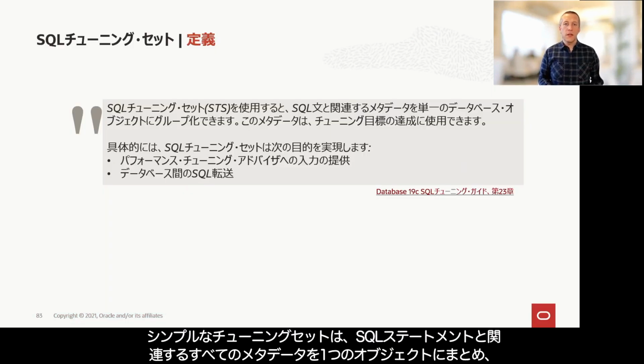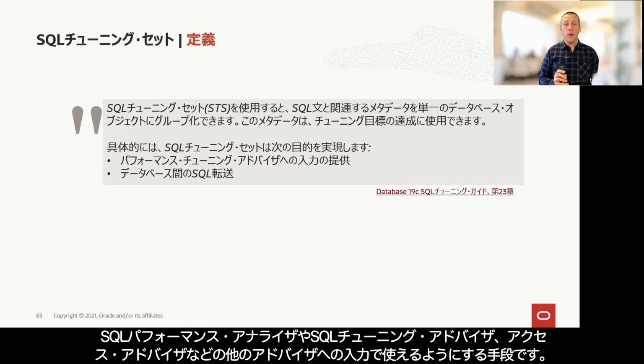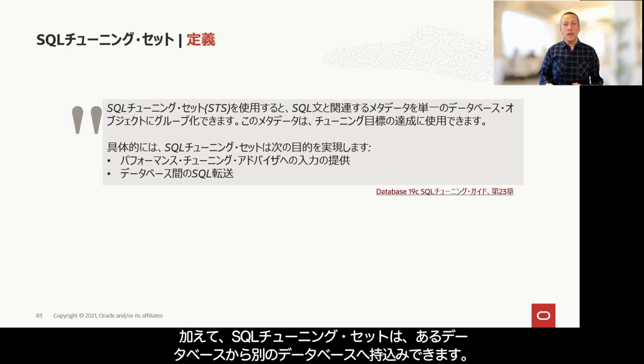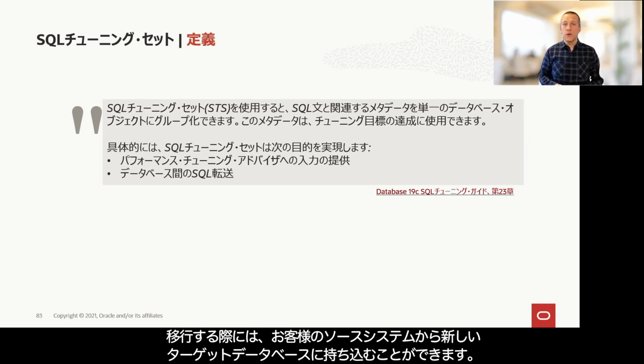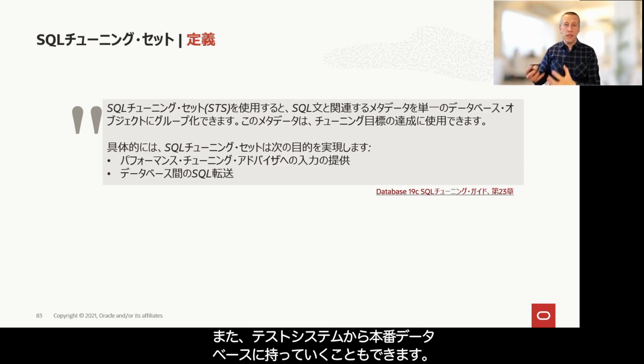SQL tuning sets is a way that we can take your SQL statements and all related metadata and put it into a single object that we can use as input to other advisors like SQL Performance Analyzer, SQL Tuning Advisor, or the Access Advisor. In addition to that, SQL tuning sets is something that we can transport from one database to the other. So if you migrate, we can take them from your old source system into the new target database, or you can take it from a test system into a production database.